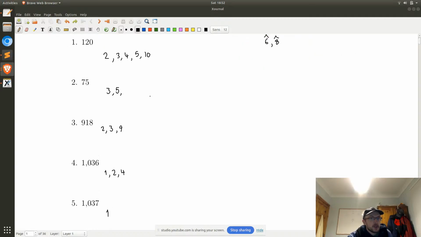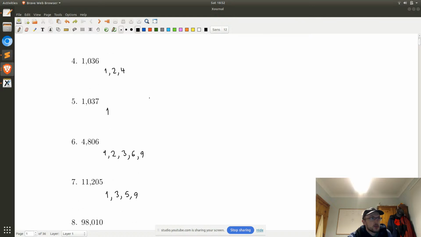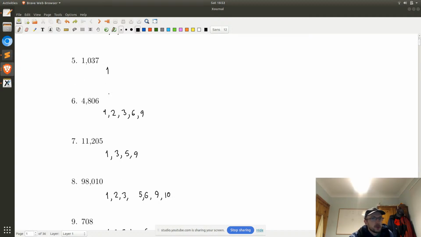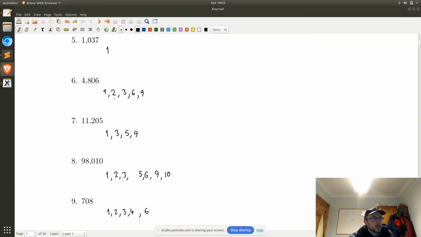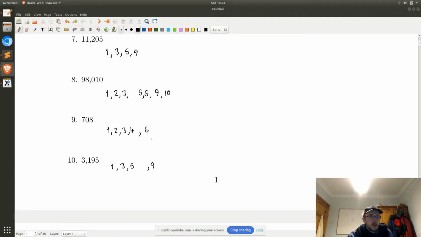So the first one correct. Next, good. Yeah, here's where I started to include 1 and all my other sort of divisibility rules. The fifth one, no, nothing. 1, 2, 3, 9. 1, 2, 3. Yep.